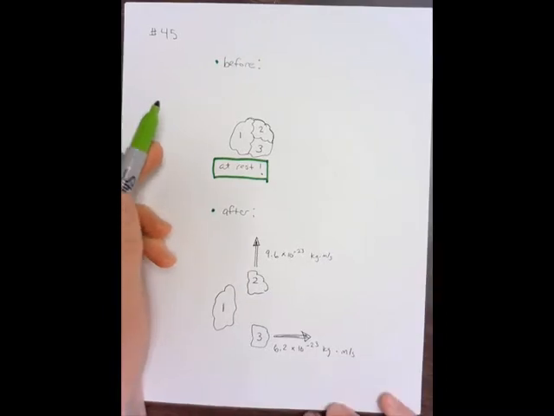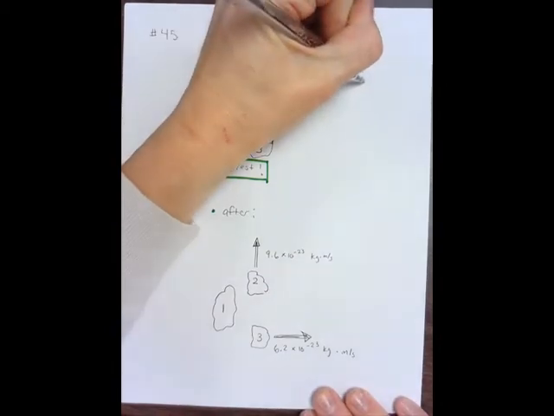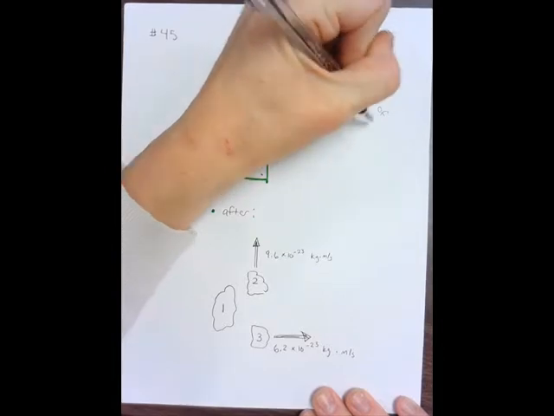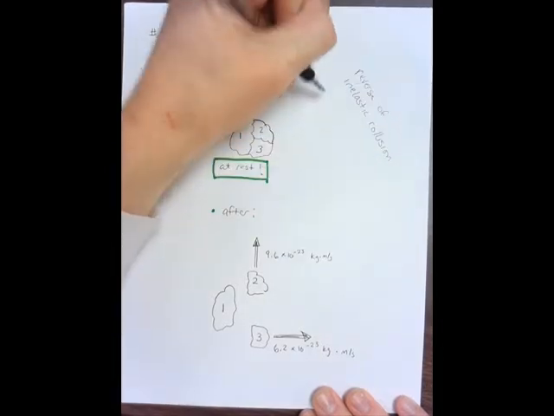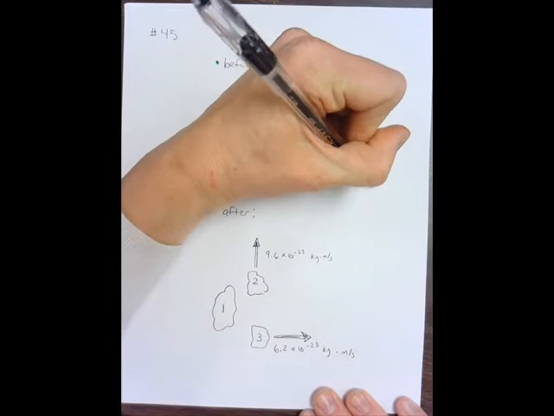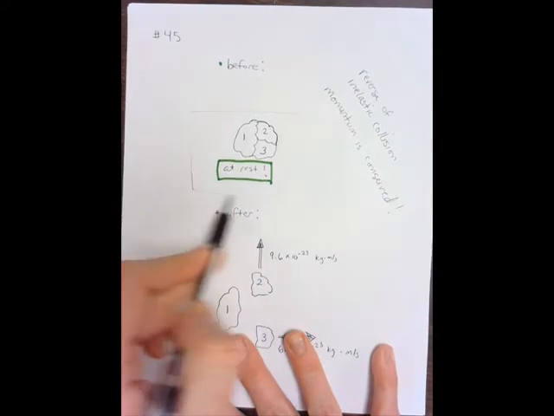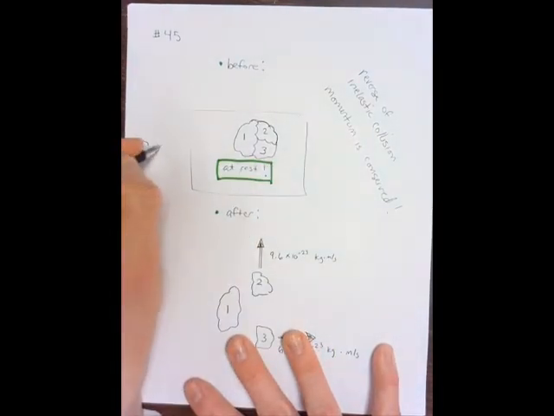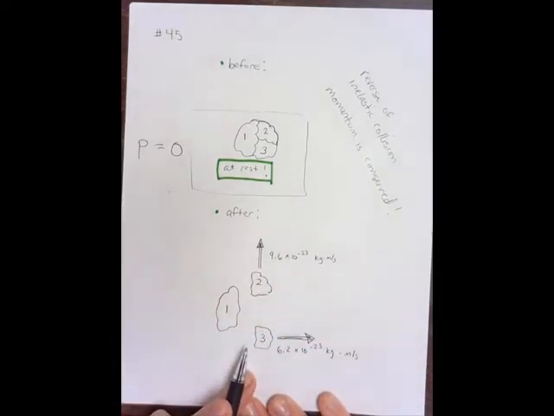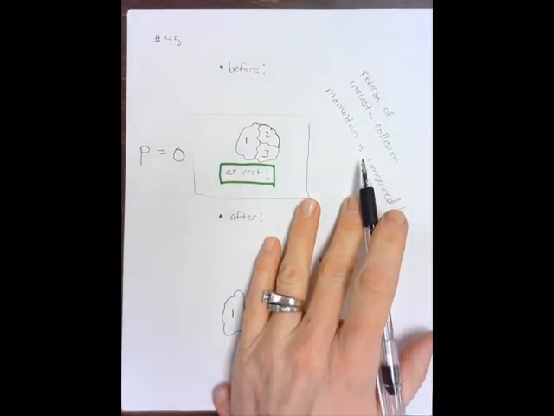We need to note that it is an explosion, and an explosion situation is the reverse of an inelastic collision, which is to say that momentum is conserved. And so if the momentum of this system is 0 before the collision, then the momentum of all the pieces after the collision also needs to be 0. So that's our key idea. The momentum of the system is conserved.